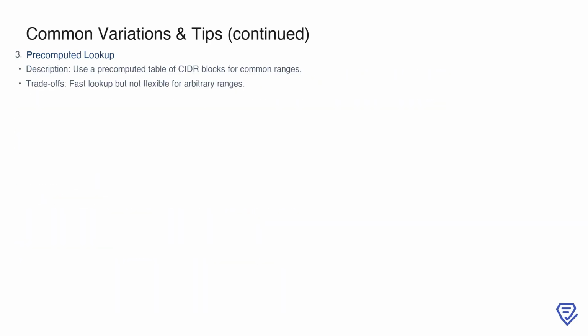Another alternative approach is using pre-computed lookup tables for CIDR blocks that correspond to common IP ranges. This method allows for extremely fast lookups, as the work to calculate the CIDR blocks is done beforehand. However, it comes with limitations in flexibility, as it may not handle arbitrary ranges effectively. This trade-off makes it useful for situations where the IP ranges are predictable but less suitable for dynamic or unique inputs.